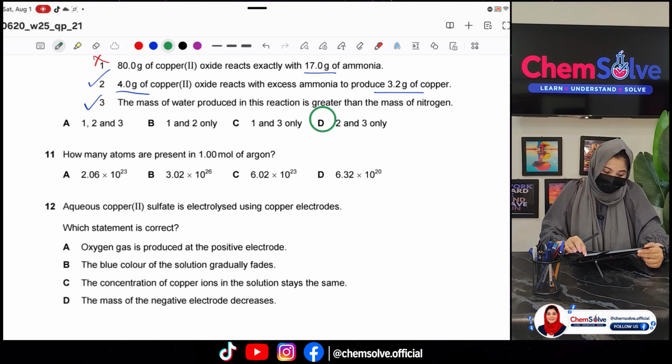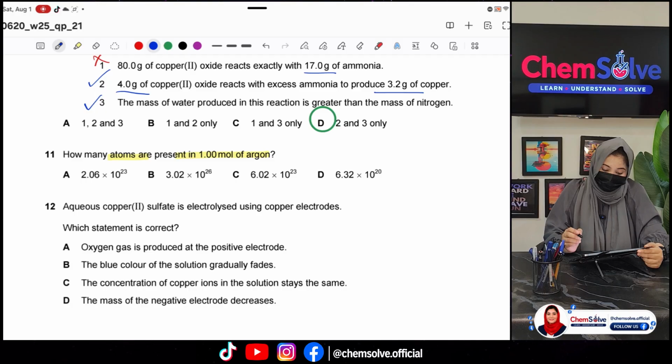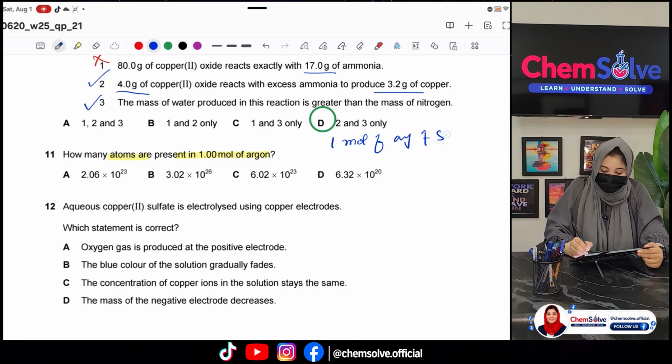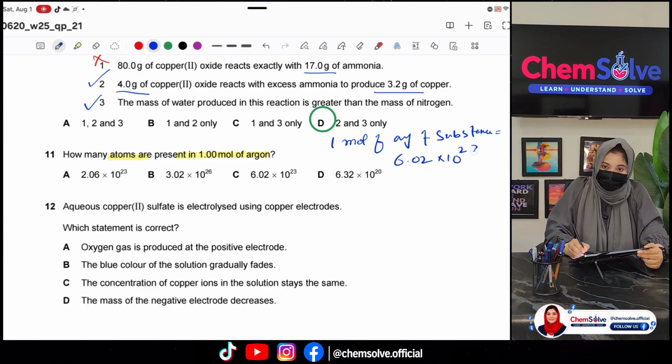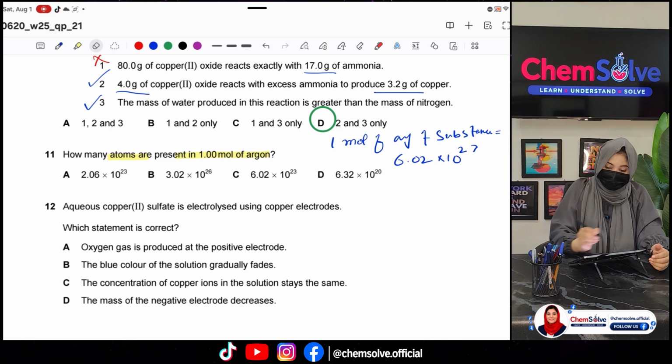Now look at question number 11. How many atoms are present in 1 mole of argon? Okay. So 1 mole of any substance is equal to 6.02 × 10 raised to the power 23. That is the Avogadro constant.